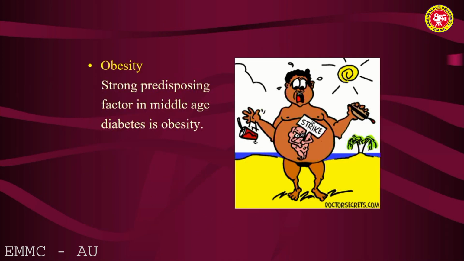Then obesity. This image shows that digestive system strain is a strong predisposing factor in middle age diabetes and obesity. So it affects from middle age onwards.